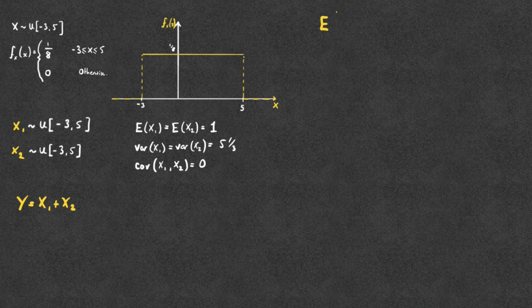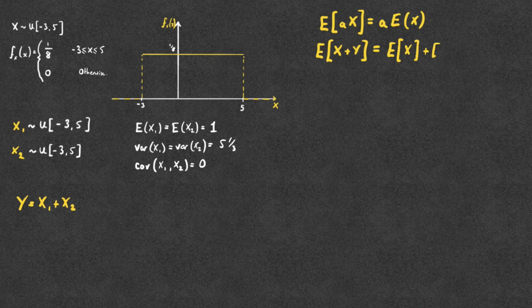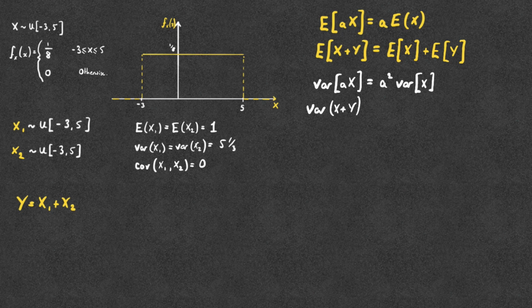So remember, if you're finding the expectation of some constant multiplied by a random variable, this is just equal to the constant times the expectation of that random variable. Similarly, the expectation of a sum of random variables is just equal to the sum of the expectations. And in terms of the variance, the variance of any constant a times a random variable is equal to a squared times the variance of that random variable, and the variance of any sum of random variables is equal to the variance of x plus the variance of y plus 2 lots of the covariance between x and y.